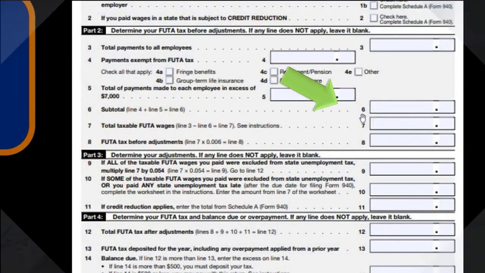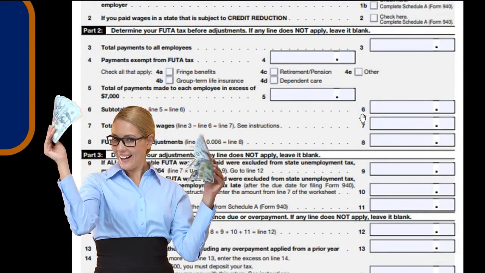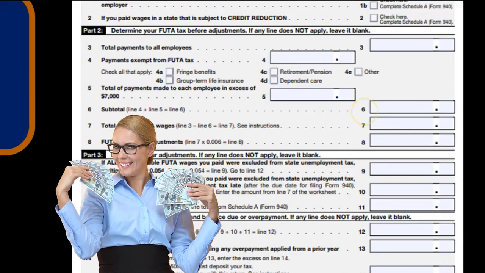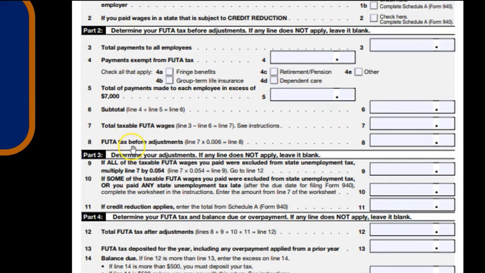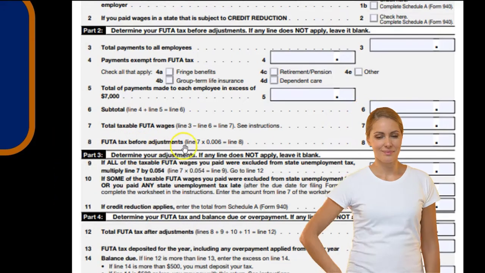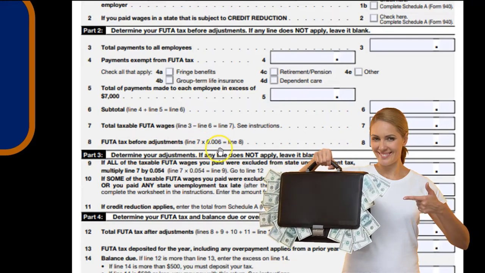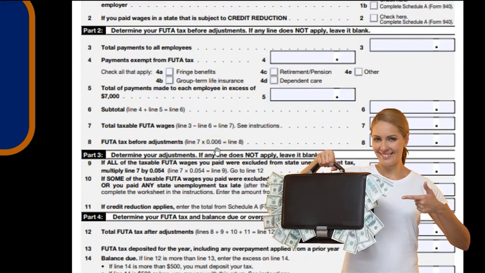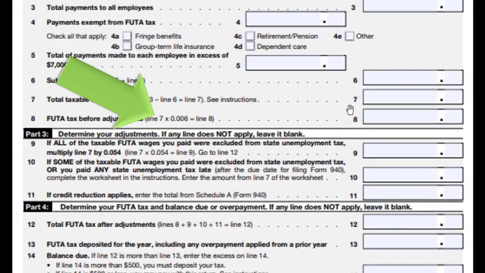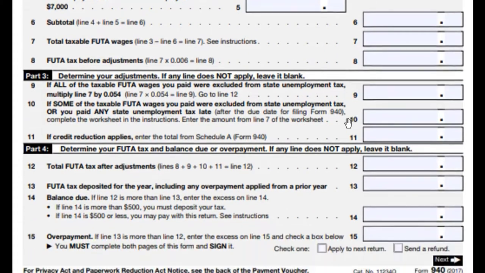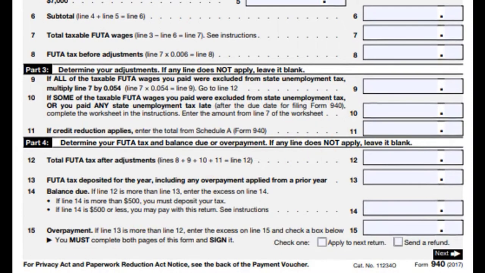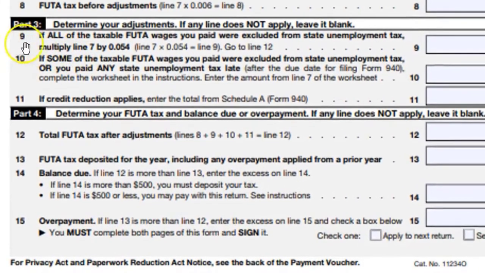This is kind of like our FUTA wages that we'll have to make the calculation on, and that will be here. And then we're going to apply the FUTA tax before adjustments, which is going to be the 0.006. So we'll take line seven, the FUTA wages, times 0.006, and that in essence is going to be our FUTA tax.